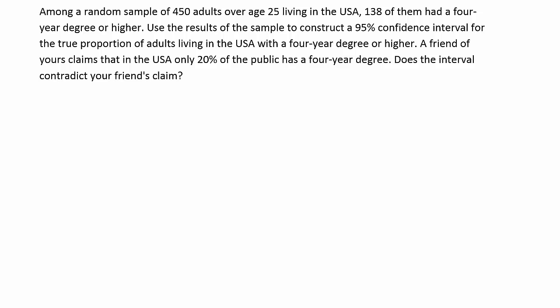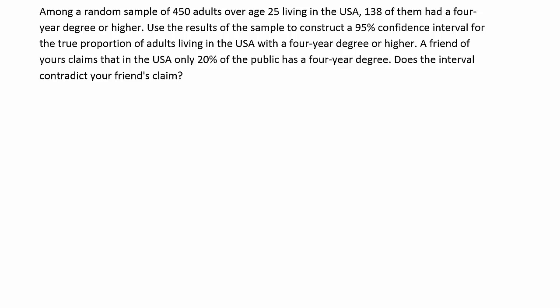Among a random sample of 450 adults over age 25 living in the USA, 138 of them had a 4-year degree or higher. Use the results of the sample to construct a 95% confidence interval for the true proportion of adults living in the USA with a 4-year degree or higher. A friend of yours claims that in the USA, only 20% of the public has a 4-year degree. Does the interval contradict your friend's claim?